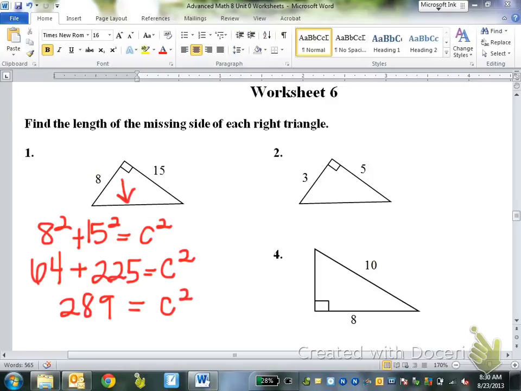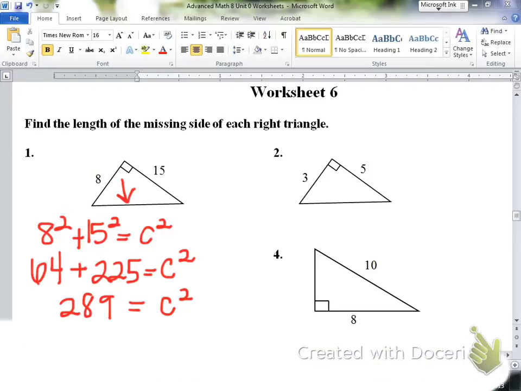squared. Okay, I see a problem here. Maybe you guys can help me out. Hold on, let me black out a little bit more. 289 equals c squared. How do I get rid of that square? What's the opposite? So let me think about this. Subtraction is the opposite of addition. Division is the opposite of multiplication. What's the opposite of a square? Square root, which is why we did square roots on the very first day of school. So what you're going to do is take the square root of both sides.